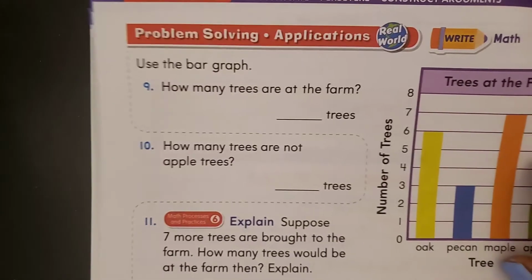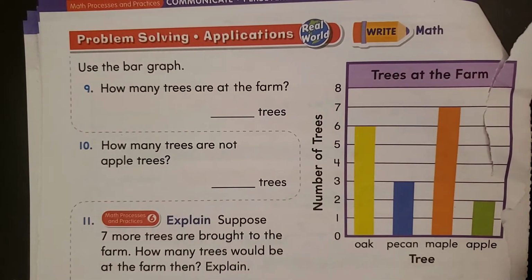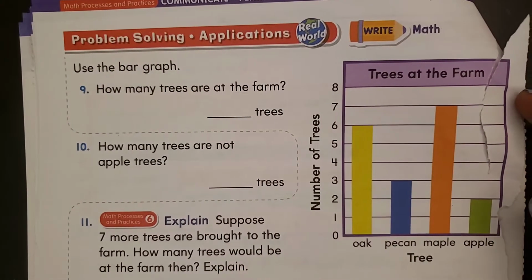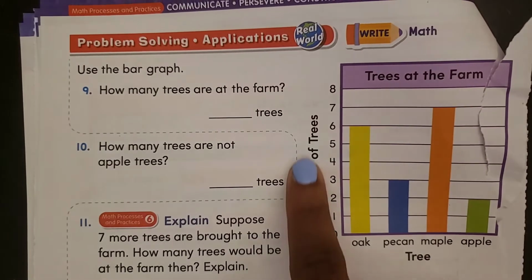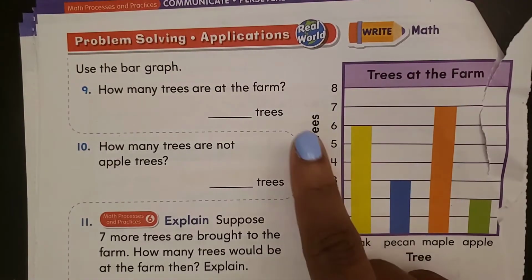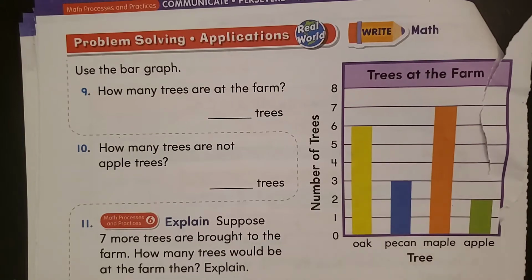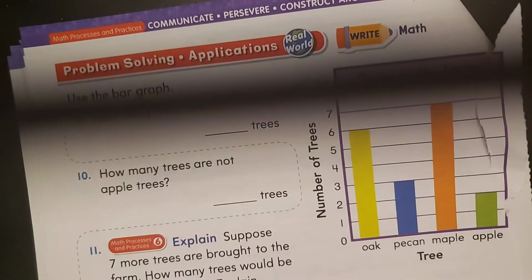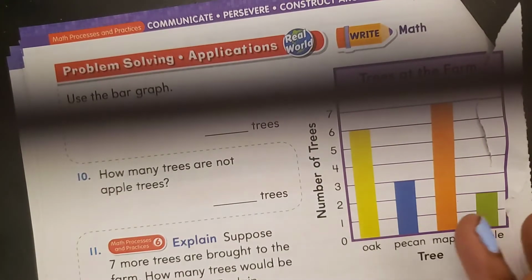So let's take a look at this bar graph and see how it pertains to these questions right here. The title of this bar graph is called Trees at the Farm, and it tells us number of trees on the side, and they are listed from 0 to 8. We have different kinds of trees. We have the oak tree, the pecan tree, the maple tree, and the apple tree, and we will use this bar graph to answer the questions 9 through 12.